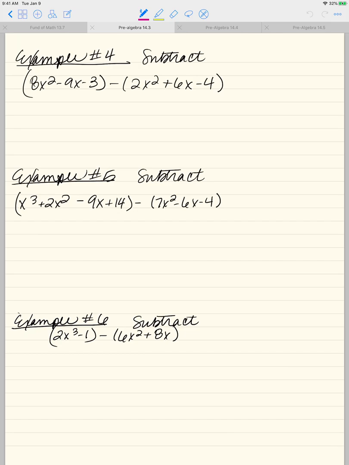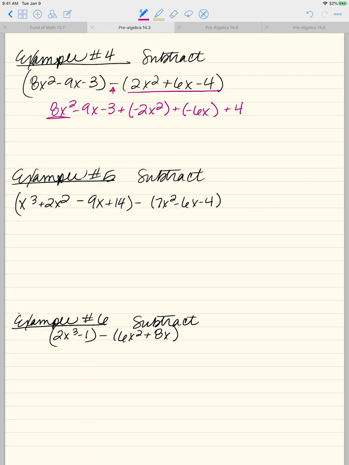Example number 4. Now we have trinomials. We're still going to do the same thing. Keep the first trinomial the same. Change this subtraction to addition and add the opposite terms of everything in these parentheses. So 2x squared becomes negative 2x squared. Positive 6x becomes negative 6x. Negative 4 becomes positive 4.